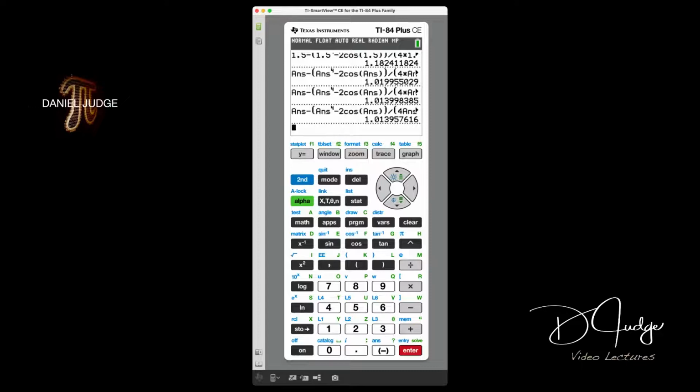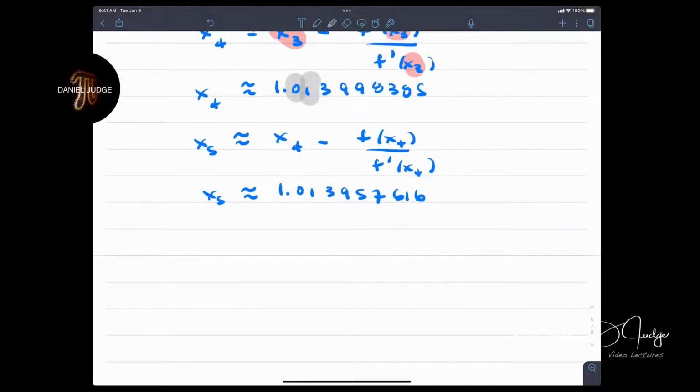This is 1.013957616. So we write this down and let's double check now. We got 1, 2, same first two terms. There's 3 and there's 4. And this is now accurate to 4 decimal places. And we're on our way.